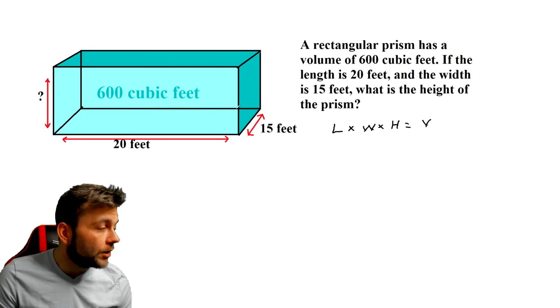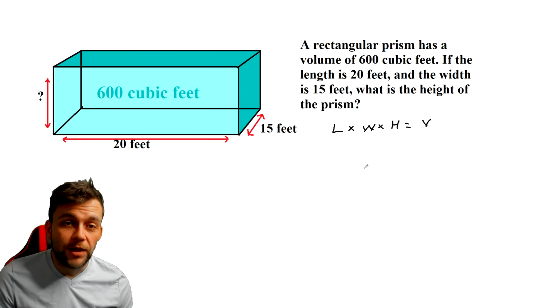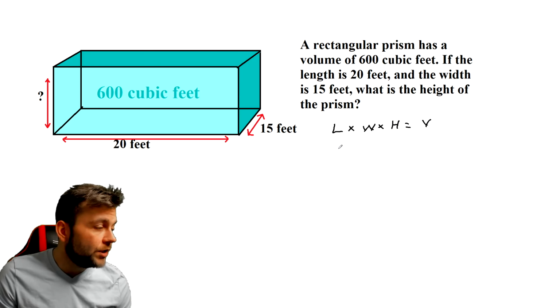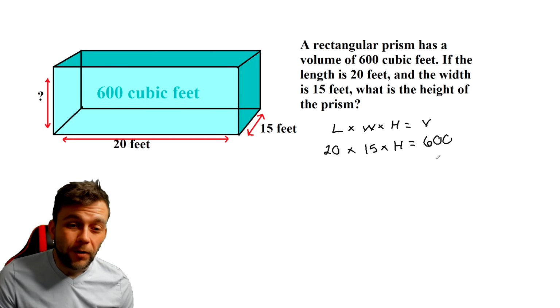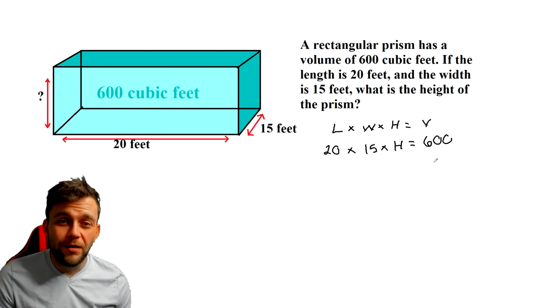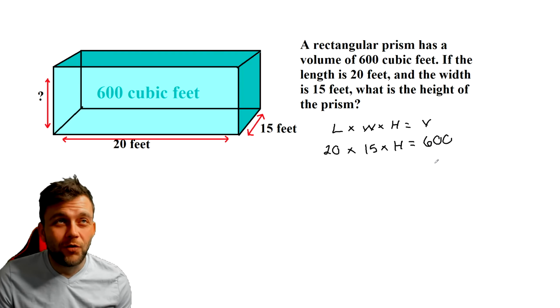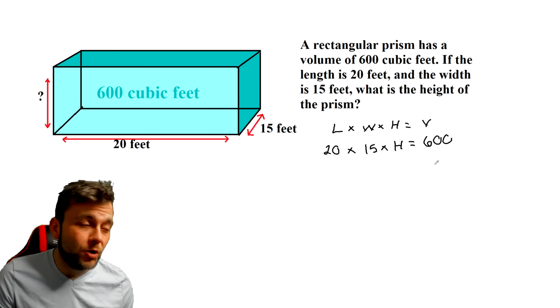And what we are given as far as our units, we have 20 for our length times 15 for our height times h, and that equals 600 cubic feet. So how do we figure this one out? Well, it's like a 1.5 step algebra problem.